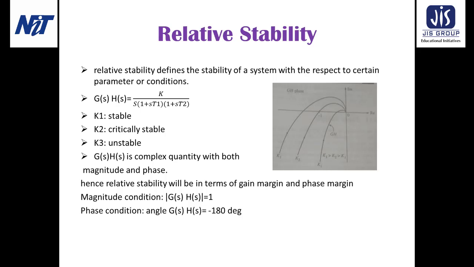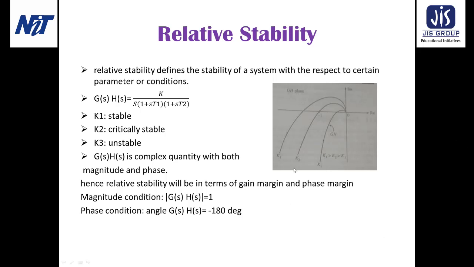Now the relative stability actually defines the stability of a system with respect to certain parameters or conditions. In the Root-Locus technique, we have already seen that as the gain is increased, the closed loop system has a tendency to become relatively less stable. And in the transient response for the underdamped system, the overshoot increases with the increase in gain, and the system goes to instability.